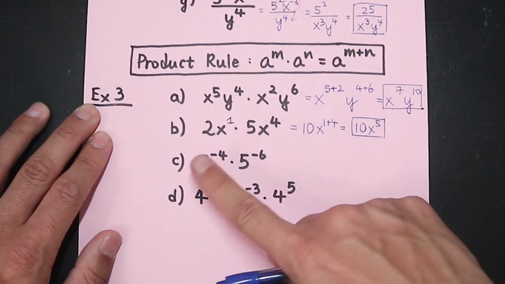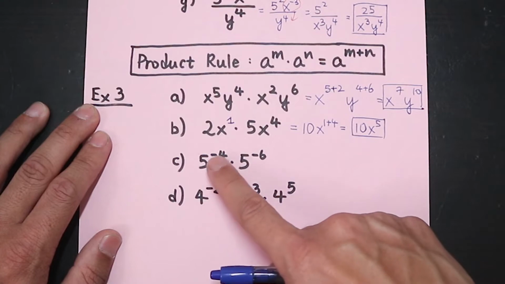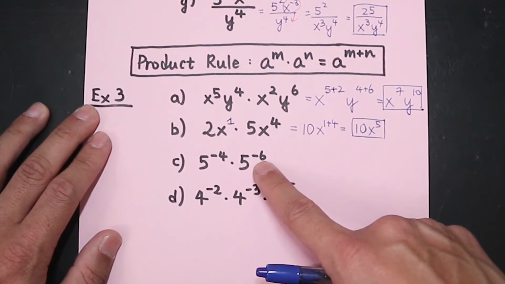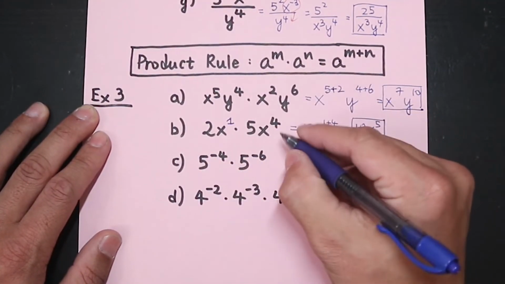Okay? Well, what about part C? Now, this is 5 to the negative 4 times 5 to the negative 6. You see that the bases are the same, which is the 5.